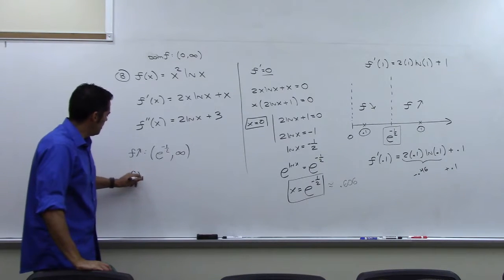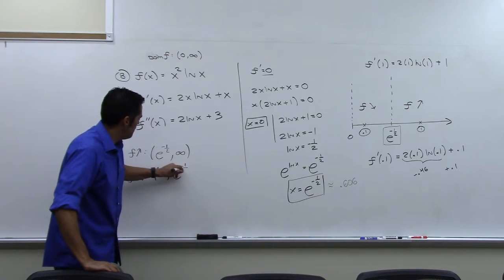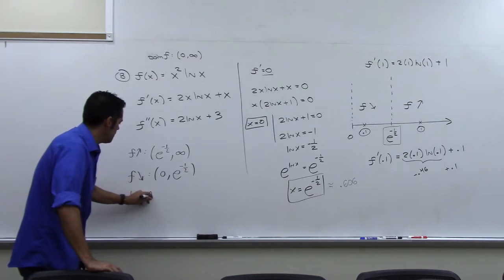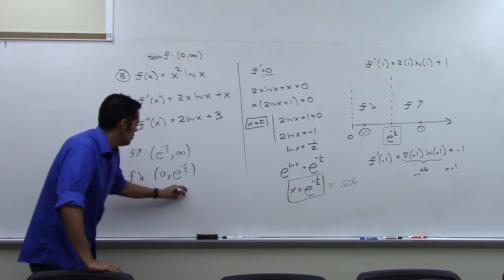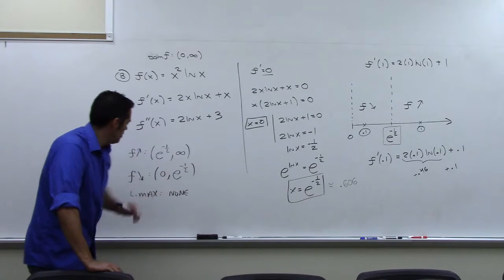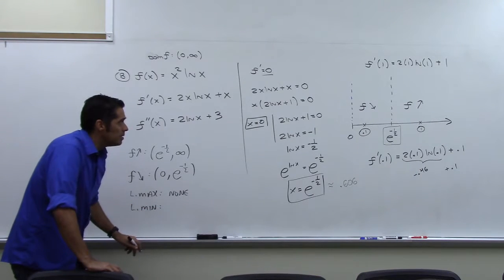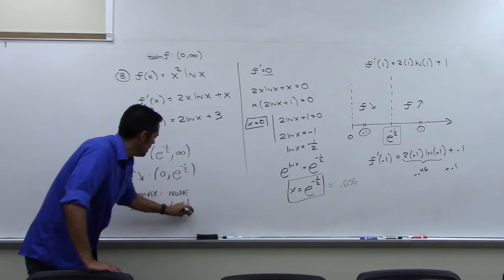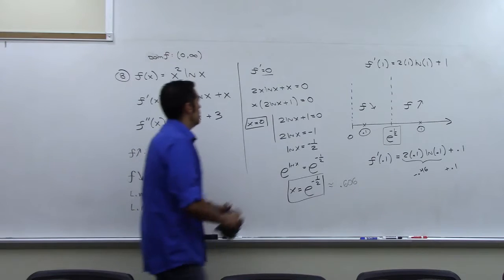Where is it decreasing? From 0 to e to the negative 1/2. Do we have a local max? Well, there is none, because it never goes up then down. We have a local min at the point where we have to plug e to the negative 1/2 into the original function. All right, so I get to do that.